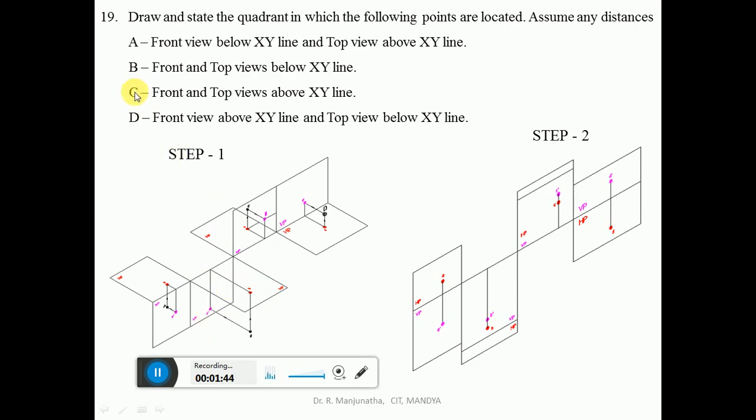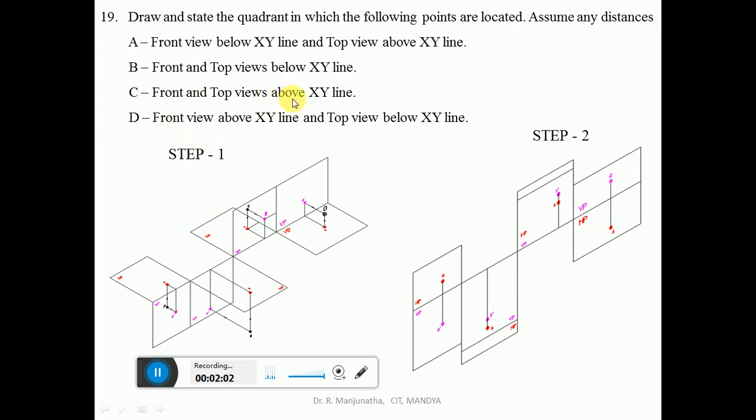Point capital C, front and top view will be above xy line. So that means you are in the second quadrant. The front view is above xy line and also the top view, when it is rotated, becomes above xy line. So front and top view is above xy line. It is in second quadrant.